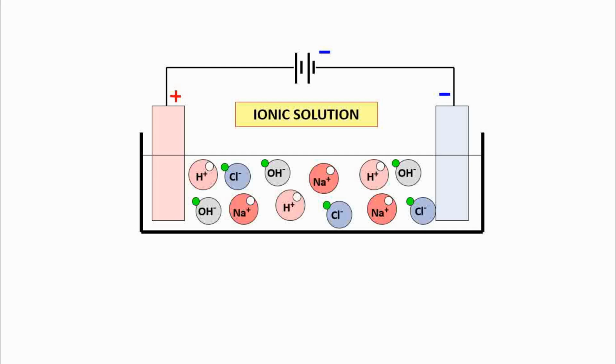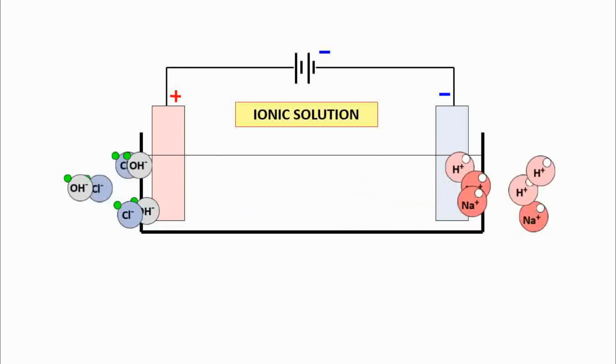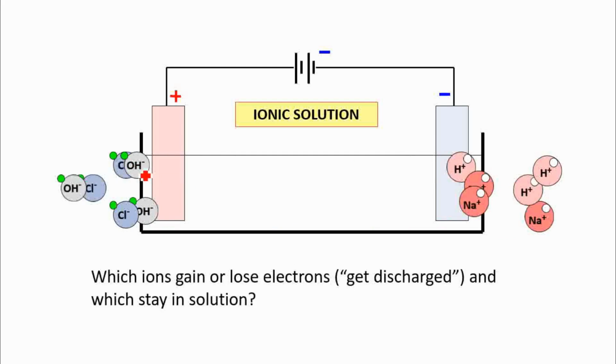What ions do you think are going to migrate where? Okay, you can pause the video and see if you get this right. All right, so what you should realize is that your hydroxide ions are going to go towards, remember your positive is called the anode. So your hydroxide and your chloride is going to go towards the anode, and your hydrogen and your sodium ions are going to go towards the cathode.